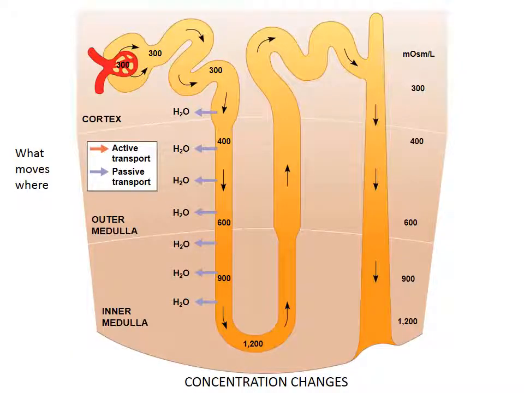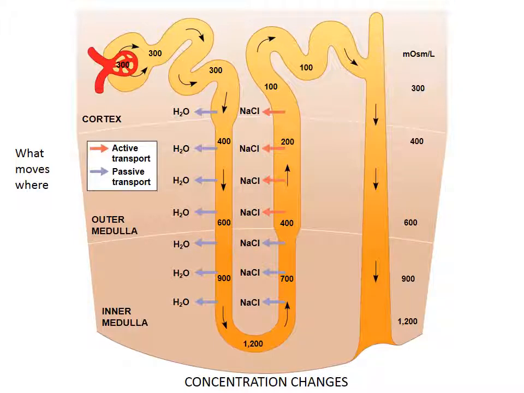So as we can see in this particular slide, we're going to walk through what is moving in and out, and we're going to look at water, which is passively being transported out in the descending loop of Henle. And as you can see, the osmolarity is 300 as we start out in the proximal tubule, 1200 at the bend of the loop of Henle, 300 at the distal tubule, and then again 1200 in the collecting duct. And we'll look at what happens next in the sequence.